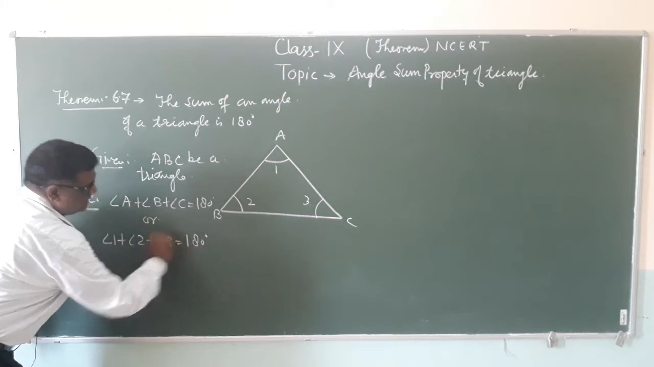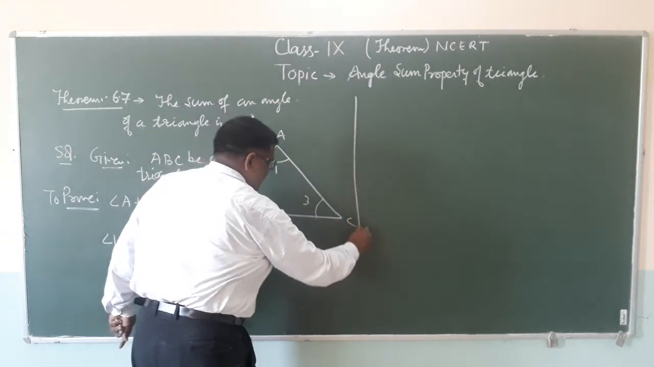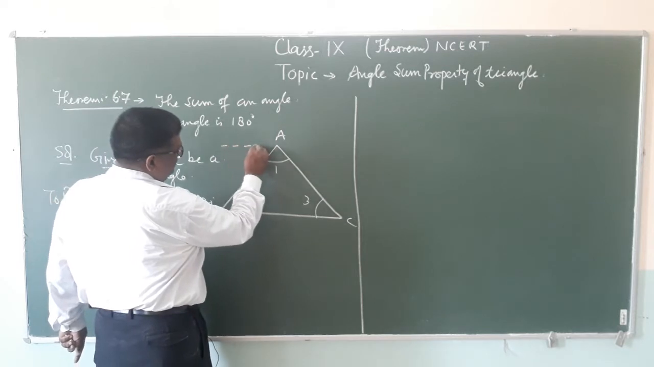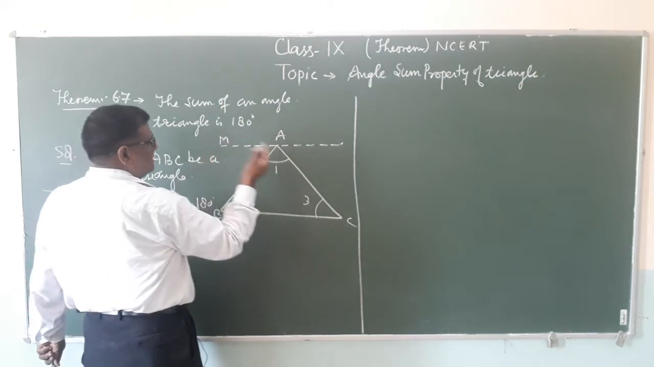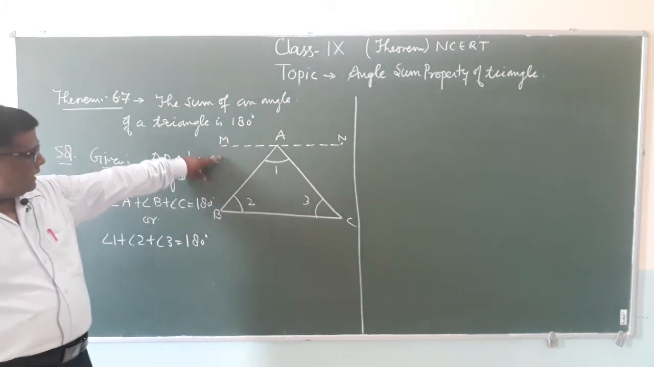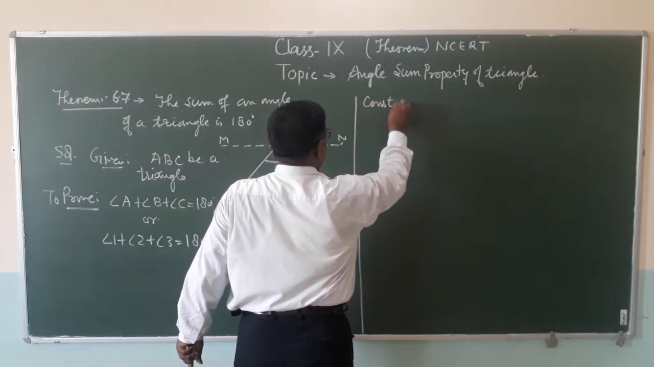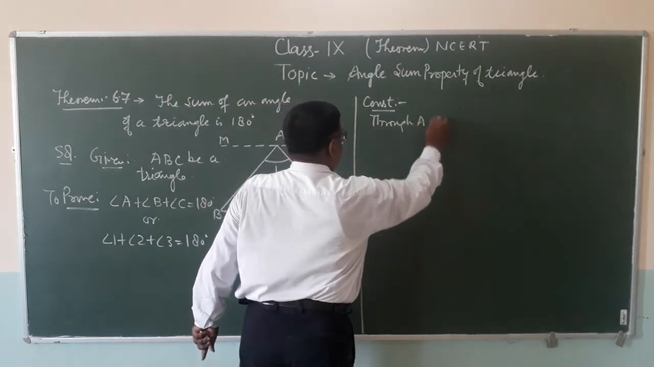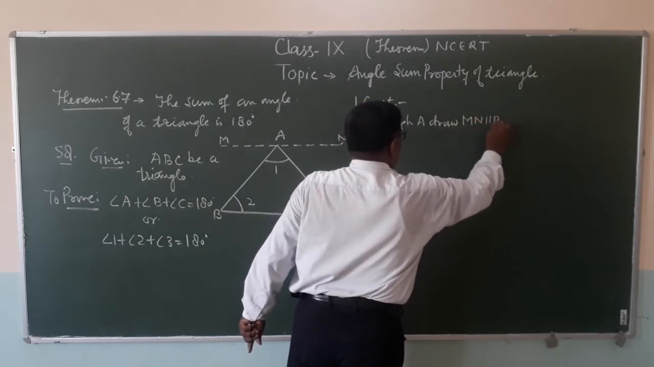to 180 degrees. Now first of all, we write the construction. Construct: through A, draw a line MN parallel to BC. Now our construction is: through A, draw MN which is parallel to BC.